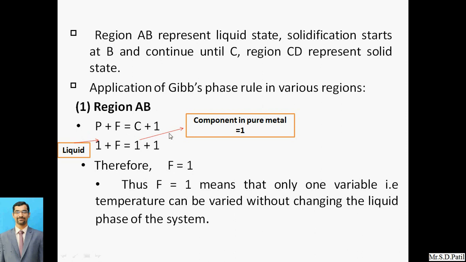Gibbs established this mathematical equation for materials in 1875, and when pressure is taken as constant, this term is modified: P plus F is equal to C plus 1. So what is this P? That is the number of phases existing in the system under consideration.